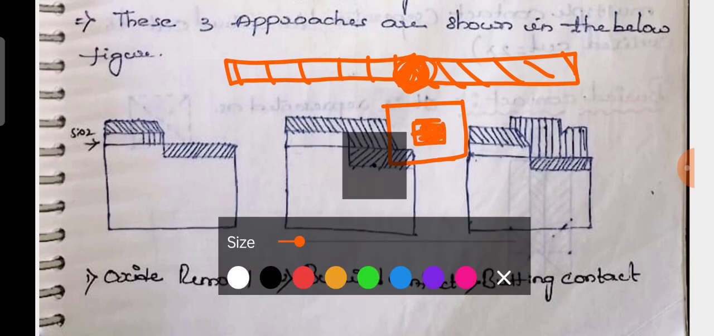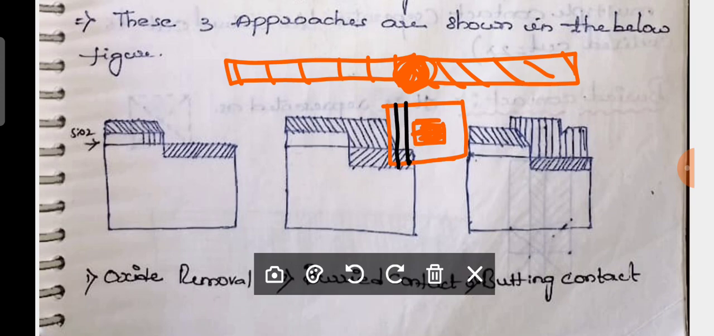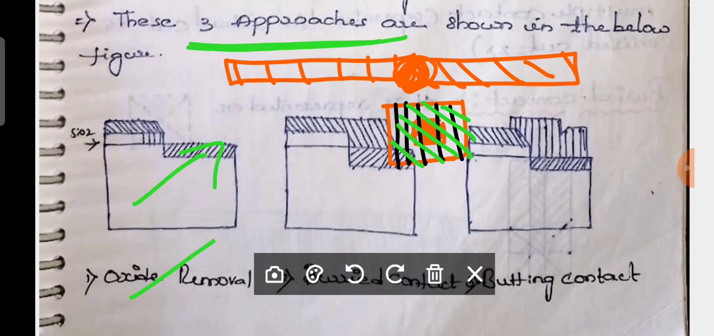And you know very well what is present inside. Yeah, metal should be present. And what is the other layer? You can observe polysilicon. This should be your contact. Here you can observe very clearly. Now we will see after these three approaches. Once again I'm telling that oxide removal is an approach, buried contact is an approach, butting contact is an approach. These three approaches are especially used for what? Absolutely, for giving a contact between poly and diffusion.